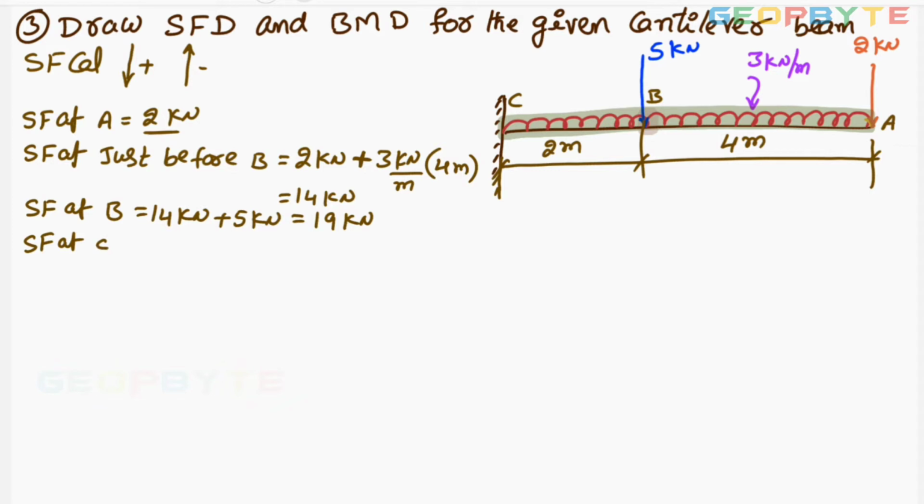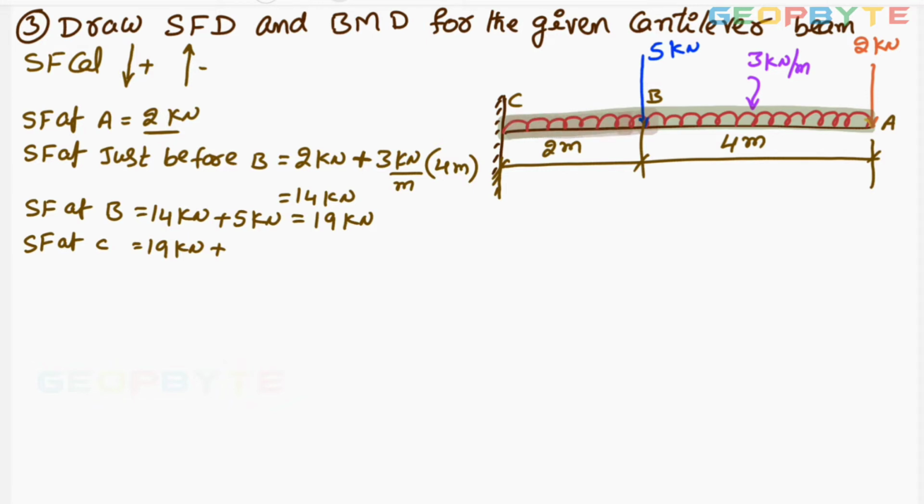Similarly, shear force at C. There is no point load, only the effect of UDL is there between B and C, already 19 kilonewtons. Already a 19 kilonewton shear force is there. At C, for finding the shear force between B and C, you have to convert the UDL to a point load available between B and C. Between B and C, I already told you this UDL is acting throughout its length.